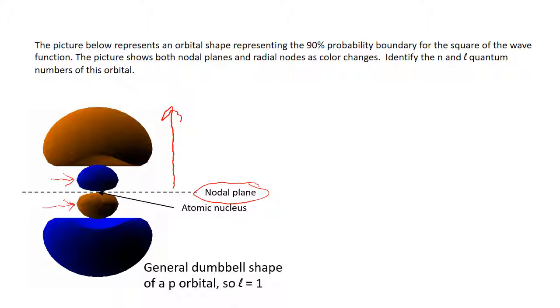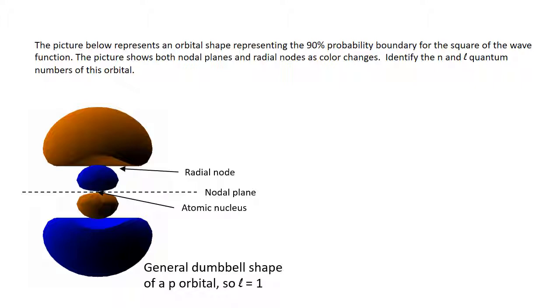What I see is that there is an additional color change at a distance from the nucleus. That occurs right here, and when that color change happens, you can see that the square of the wave function representing this overall shape goes to 0. So I have one radial node here. One nodal plane, an overall p orbital shape, and one radial node. So I have enough information to then figure out what my n and L quantum numbers are.